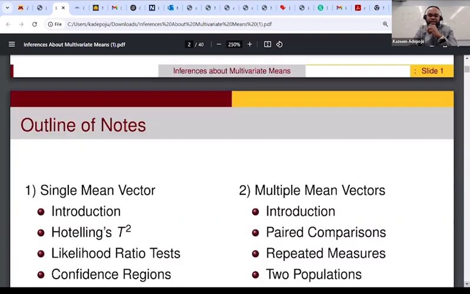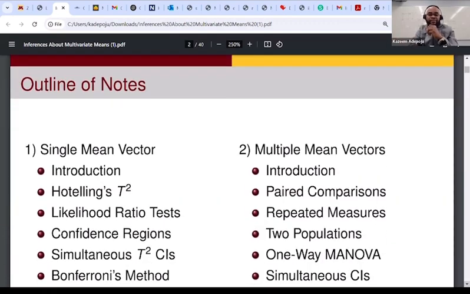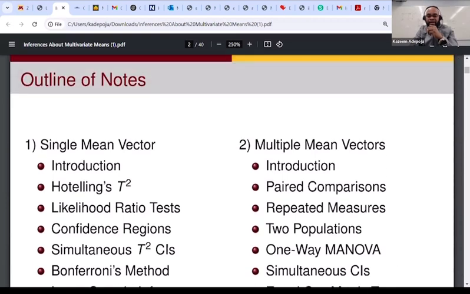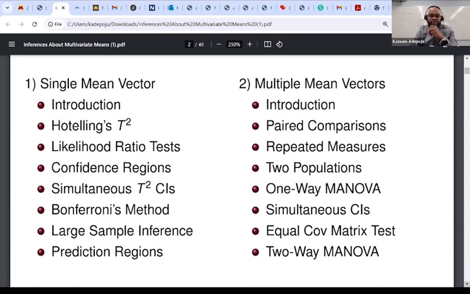Since you understand our intention now, I'm going to go into the outline. How do we go about that? The outline has been partitioned into two. We are going to consider a single mean vector, and we are going to consider multiple mean vectors. The single mean vector is an example of one setting. I'm assuming one setting for all of this.